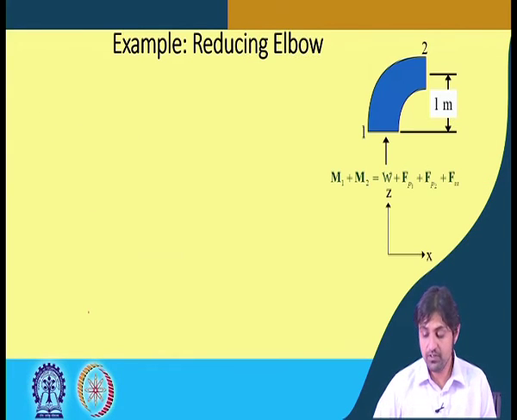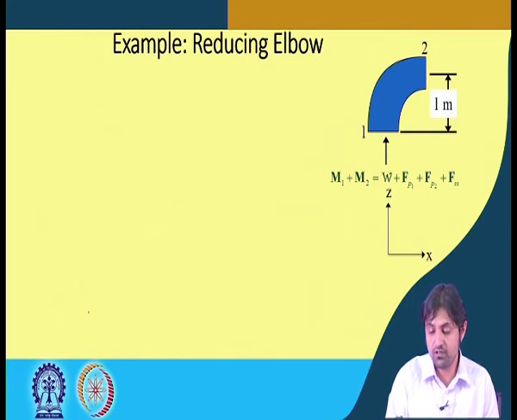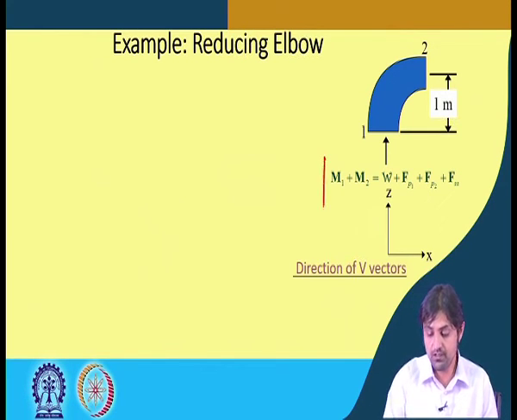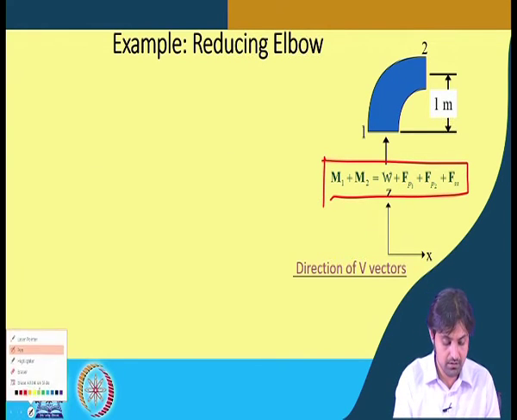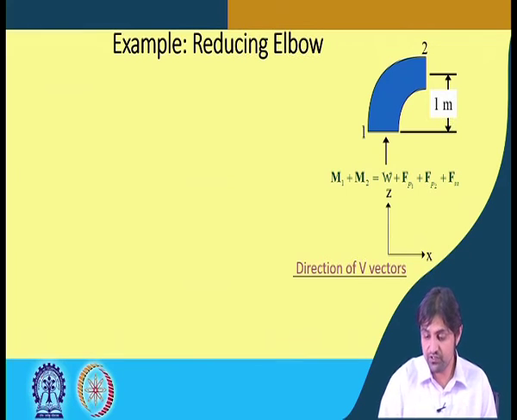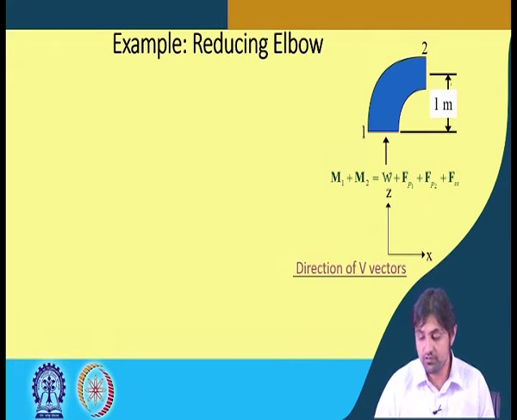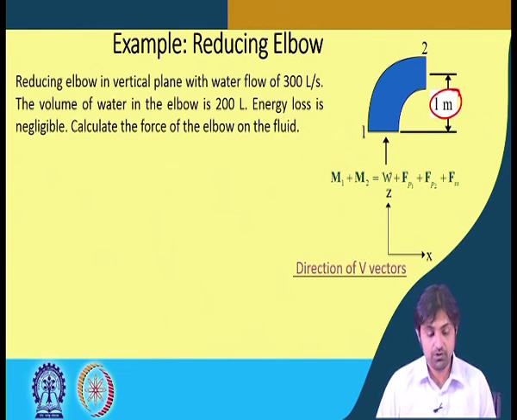An example we are going to see is the reducing elbow using this equation. We have seen this equation already in the last slide. This is section 1, this is section 2, the distance between them is 1 meter. So now the question is: a reducing elbow in a vertical plane with water flow of 300 liters per second.